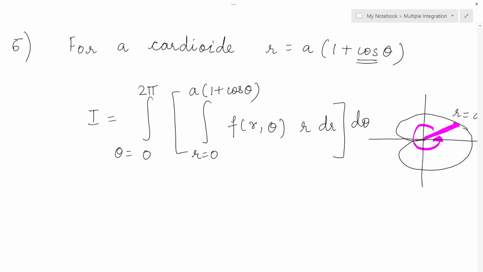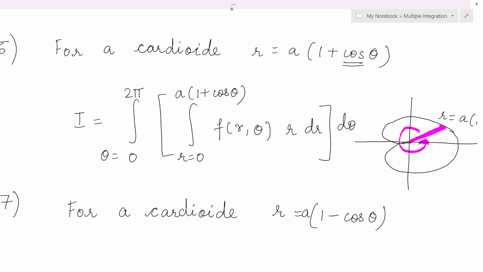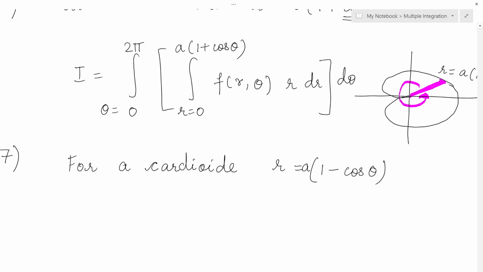Okay, now you can try this cardioid equation. Do it on your own now. For a cardioid, let me take another cardioid that is on the other opposite side, a into 1 minus cos theta. Come on, let's draw this cardioid first. How we will draw this cardioid?